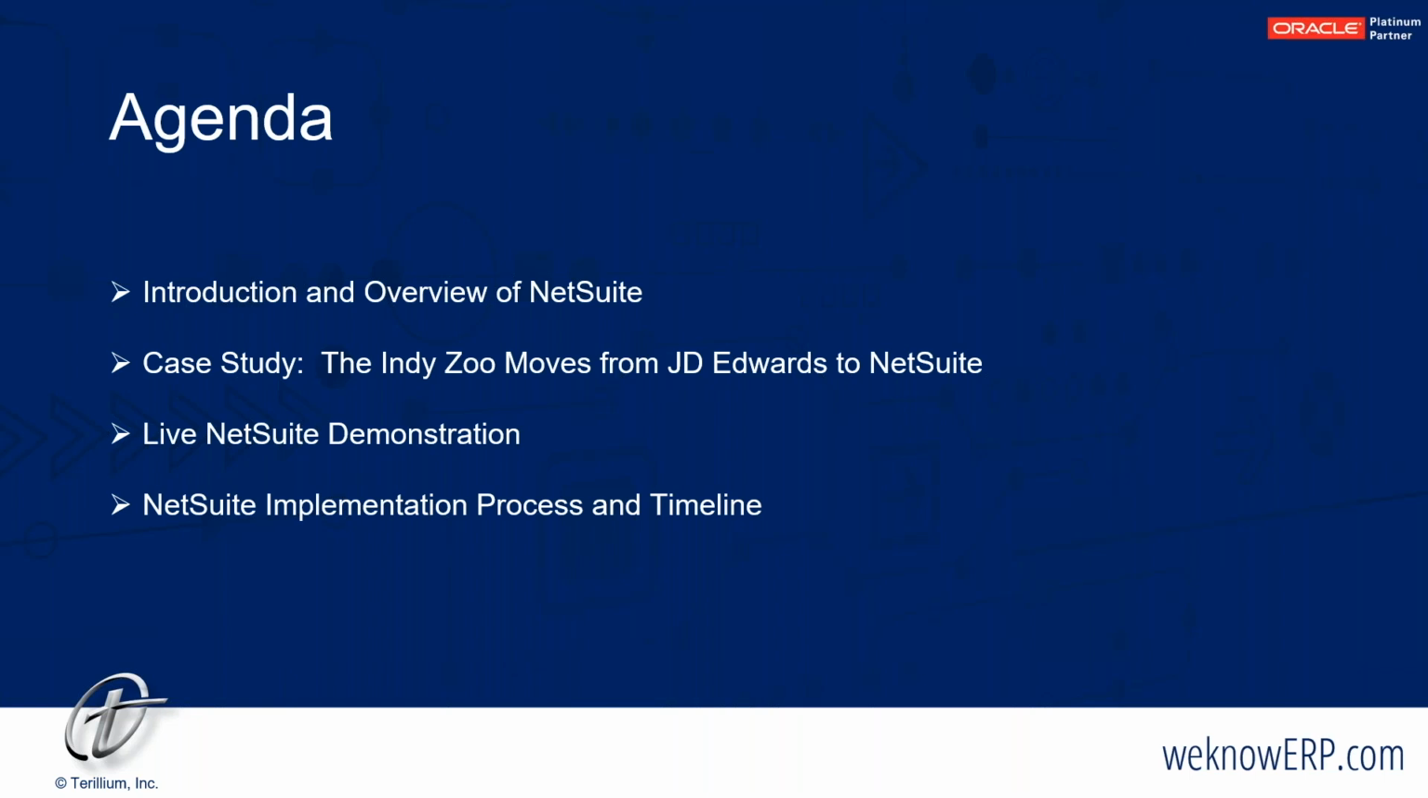We will compare it to JD Edwards. I'll compare and contrast the way the two systems are different. We'll look at a JD Edwards customer, the Indianapolis Zoo, who moved from JD Edwards to NetSuite, and talk about that journey and how it went for them. Mike will then show us the live demo of NetSuite. You'll get to see what it looks like, and he'll walk through the system and even do some transactions so that you can get a good feel for it. And then at the very end, we'll talk about how NetSuite implementations are a little bit different than JD Edwards.